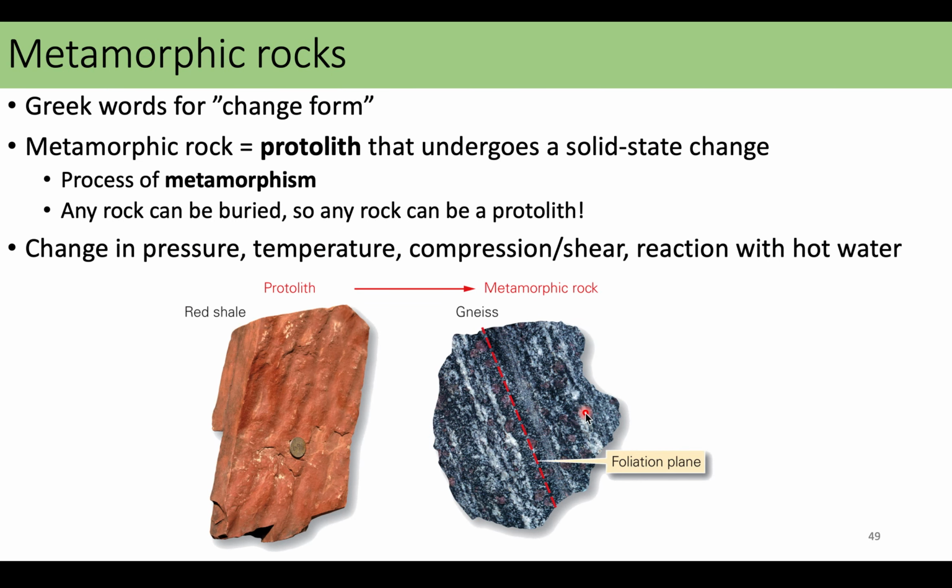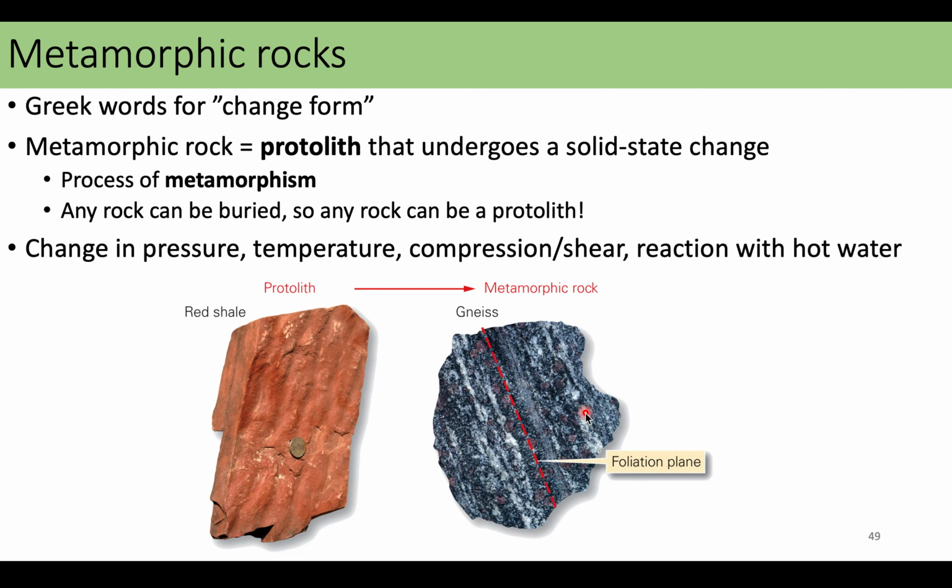So metamorphic rock, the word comes from the Greek word to change form. What that means is a protolith undergoes a solid state change. This is the process of metamorphism. So a protolith is the original rock before it undergoes metamorphism.